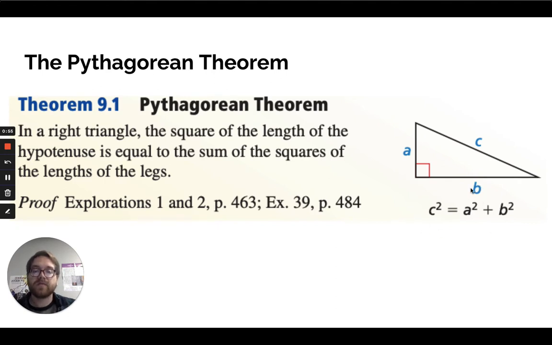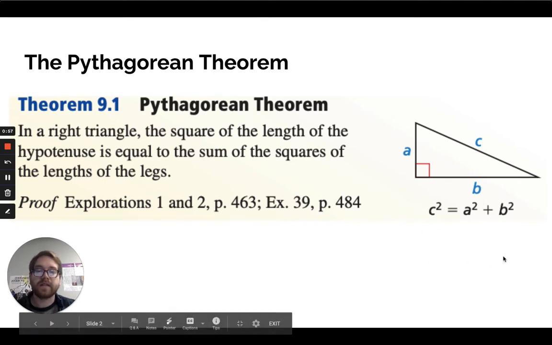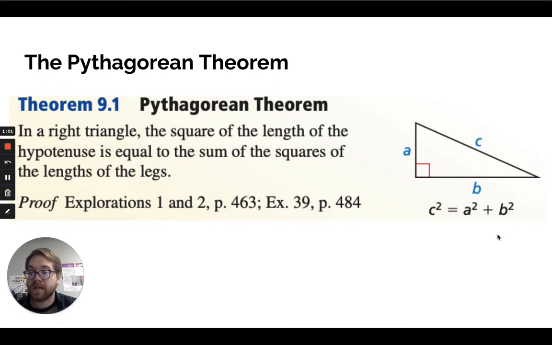And so you have this really common or famous formula. It's written here as c squared equals a squared plus b squared. Maybe you recognize it as a squared plus b squared equals c squared. And what that's saying is that if I just take each of those shorter sides and square them individually and then add them together, that will give me the square of the longest side.